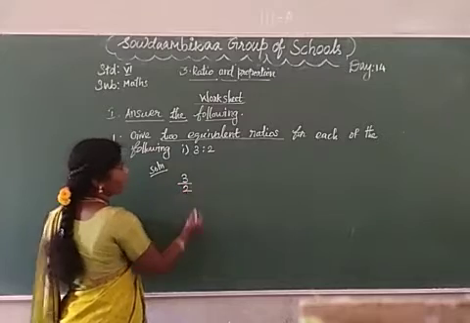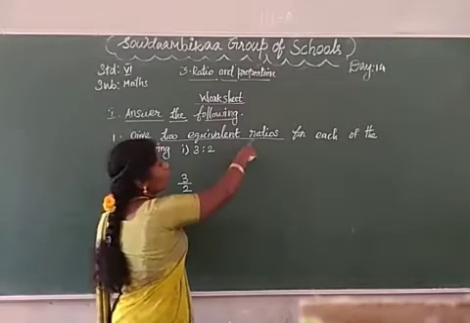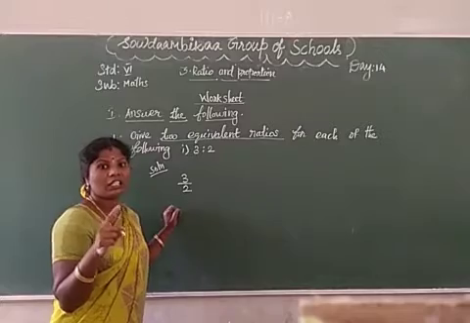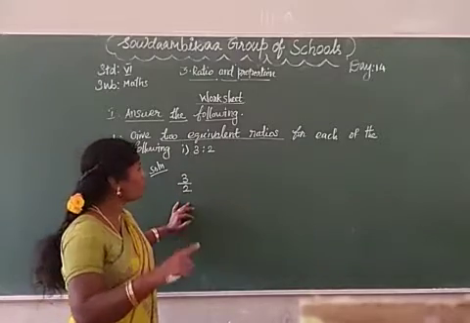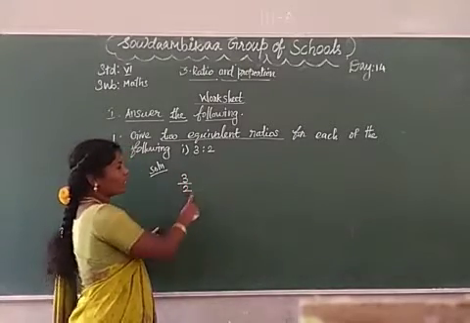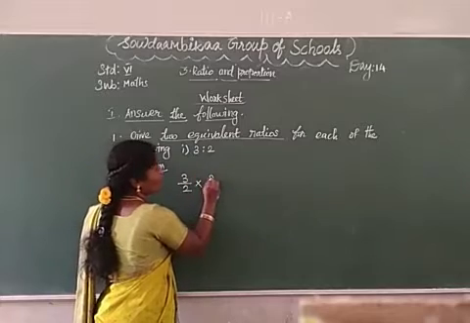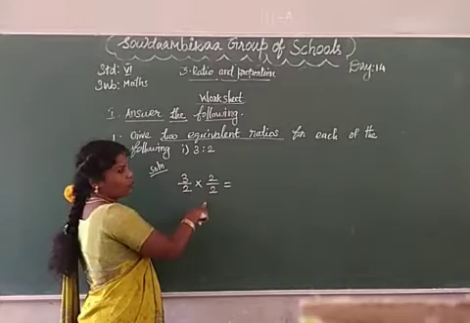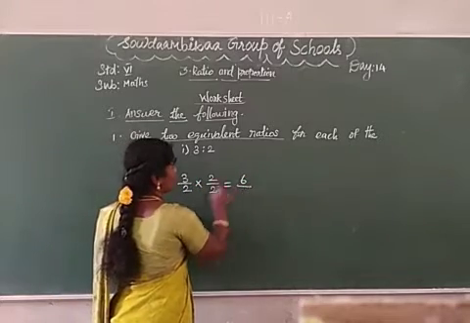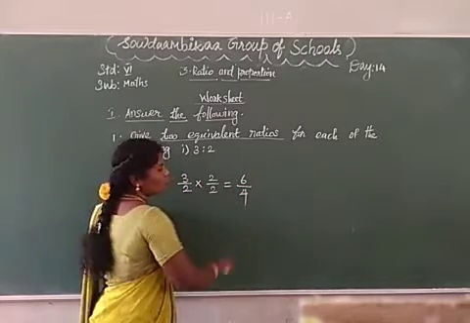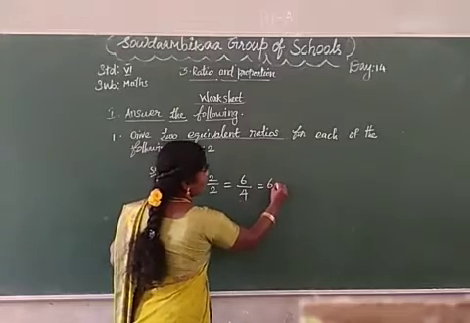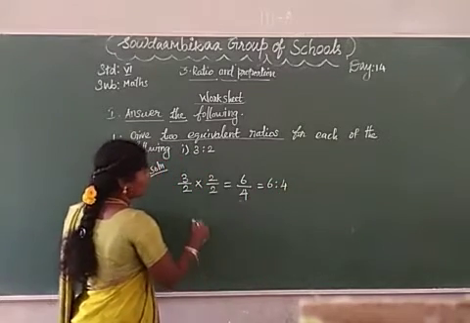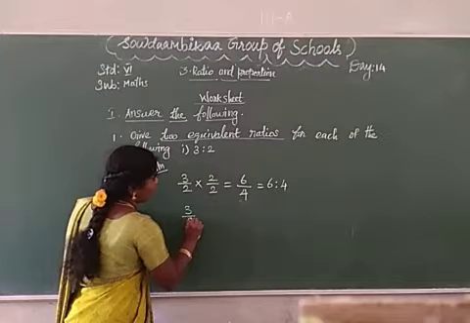First write the 3 divided by 2. Already you know, the equivalent ratio means, how do we get the equivalent ratio? We multiply or divide both the numerator and denominator by a common number, and we get the equivalent ratio. Now multiply the numerator and denominator by 2. 3 2s are 6, 2 2s are 4. The ratio is 6:4.